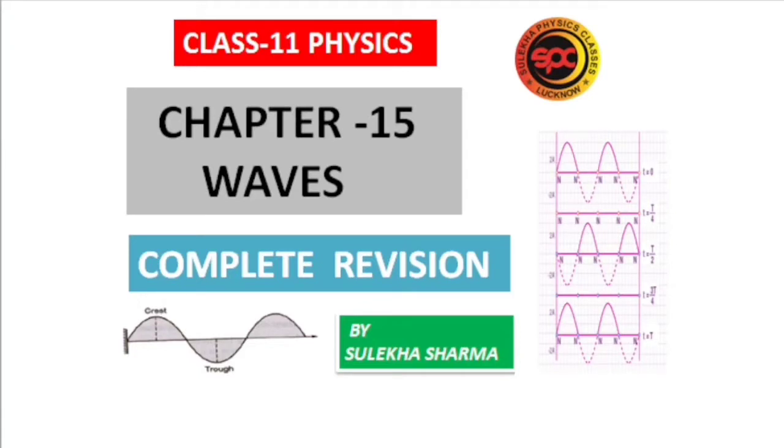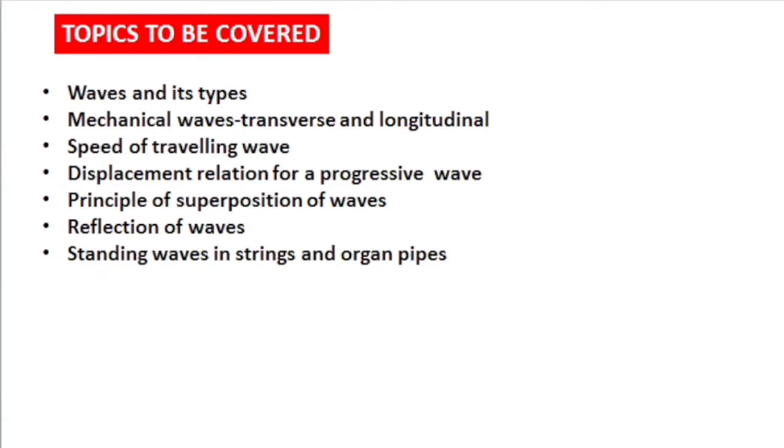Today I am going to start a quick revision of chapter 15 of class 11th physics, that is waves. In this chapter, the different topics to be covered are: first, what we mean by waves and their types, then mechanical waves, which are of two types, transverse and longitudinal. After that, speed of traveling waves and displacement relation for a progressive wave. Progressive or traveling wave is the same. Then the principle of superposition of waves and its different applications like stationary waves, beats, interference, then reflection of waves and standing waves in case of strings and organ pipes. That is very important. So I will cover each topic one by one.